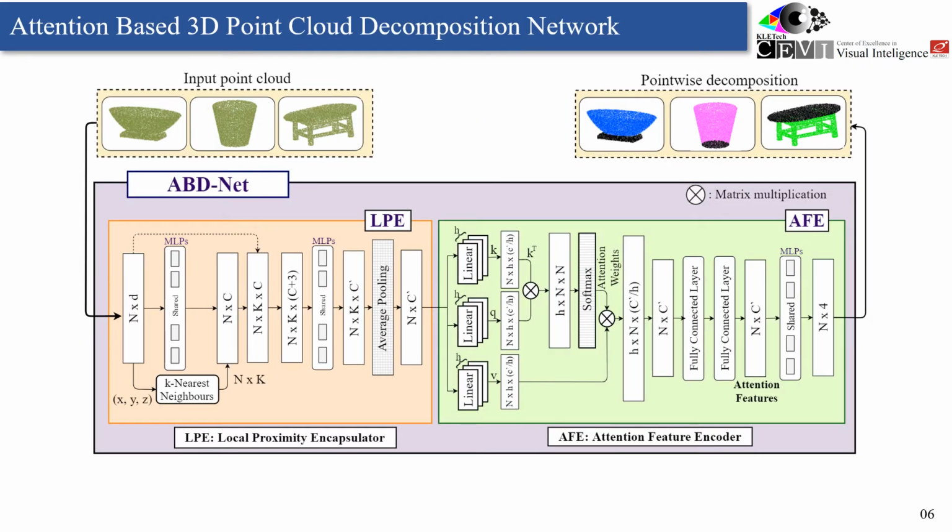In this paper, we propose an attention-based 3D point cloud decomposition network. The proposed local proximity encapsulator captures the local geometric variations along with spatial encoding around each point from the input point sets. The encapsulated features are further passed to the proposed attention feature encoder to learn basic shapes in the point cloud. The attention feature encoder models the geometric relationship between the neighborhoods of all the points, resulting in capturing global point cloud information.